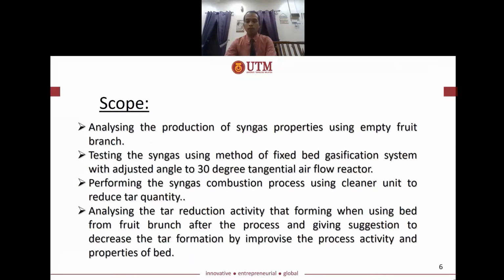Next is scope. 1. Analyzing the production of syngas properties using empty fruit bunch. 2. Testing the syngas using the method of fixed bed gasification system with the angle adjusted to 30-degree tangential airflow reactor. 3. Performing the syngas combustion process using a cleaner unit to reduce tar quantity. 4. Analyzing the tar reduction activity that forms when using the bed from fruit bunch after the process, and giving suggestions to decrease tar formation by improving the process activity and properties of the bed.